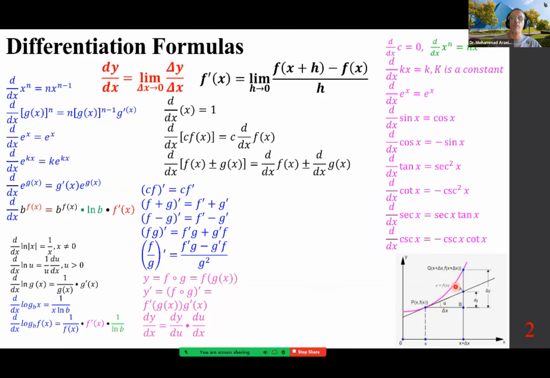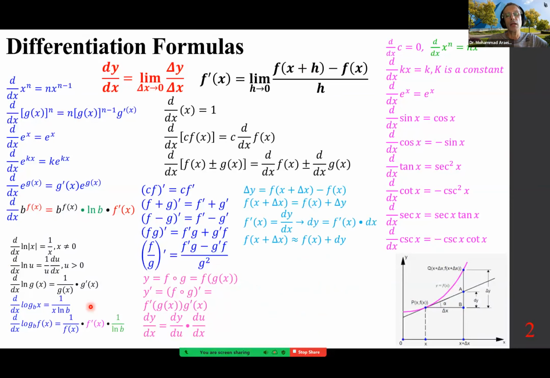First, we have differentiation formulas from the basics to sinusoidal functions. We have, of course, the definition, product rule, quotient rule, chain rule, exponential functions, logarithmic functions. Then delta y, which is f of x plus delta x minus f of x.